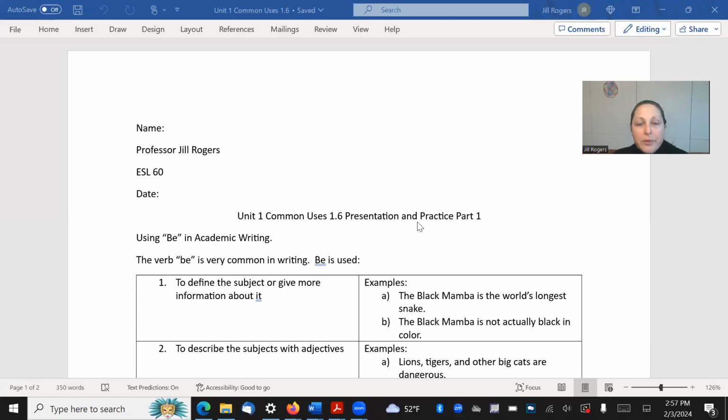Hi, this is Unit 1, Common Uses 1.6, Presentation and Practice, and this is part 1. I've divided it into 2 parts.